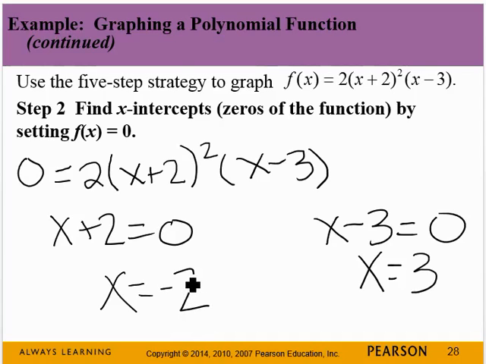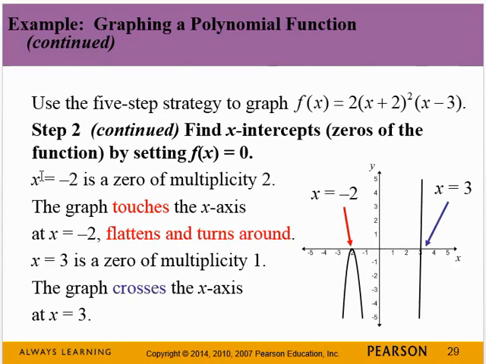Your multiplicity is 2 here, and your multiplicity for 3 is 1. So that means it's going to touch at negative 2 and cross at 3.